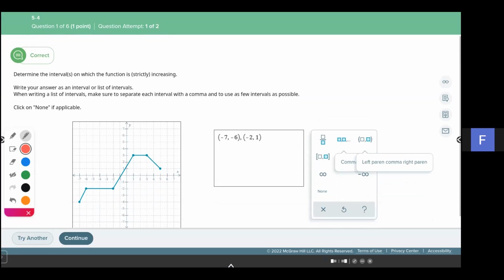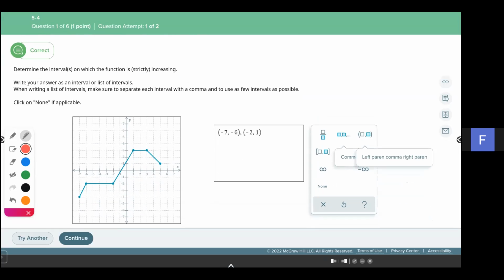If you're not sure whether you're supposed to use brackets or parentheses, I always suggest taking a look over on the side at the example or the explanation, and it will tell you which one you're supposed to use. That is always something even I sometimes have to double check. So I'm going to hit continue.